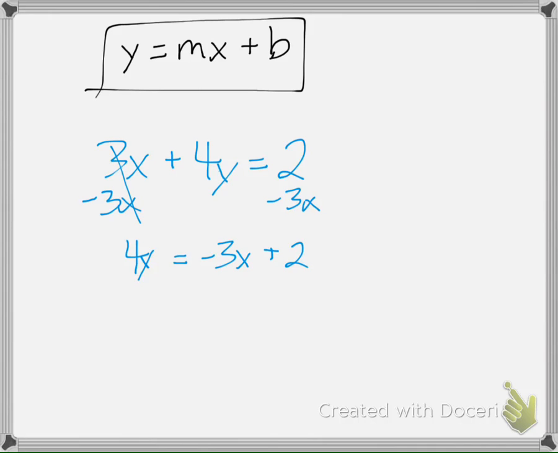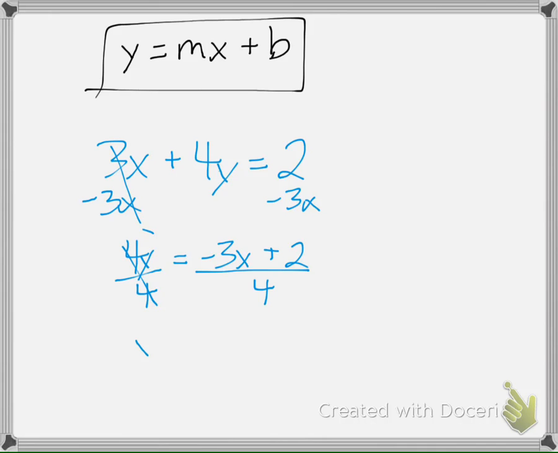Then what do I need to do next? What's my goal? Because you need y by itself. Remember, we're solving for y, which means we need y by itself. What's in the way of me having y by itself? 4. So that's what I need to get rid of, right? And since I am multiplying by 4, that means I need to divide by 4.